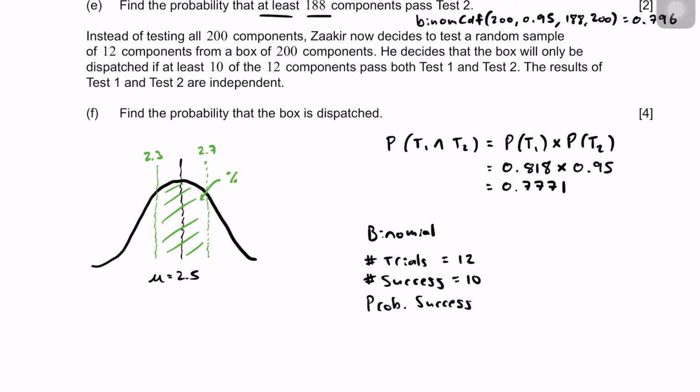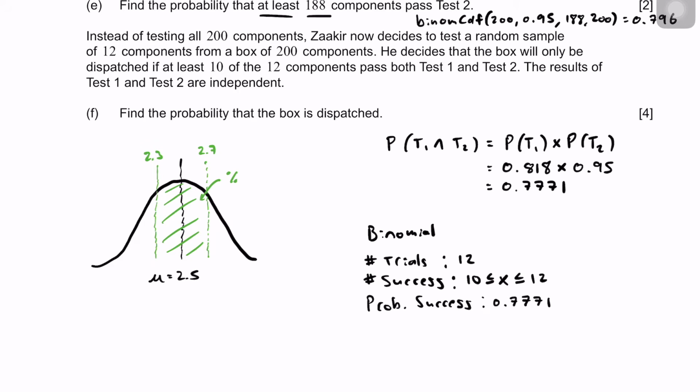Let's call the number of successes x. X is greater than or equal to 10 and less than or equal to 12. And the probability of success is equal to 0.7771. I'm actually going to use colons just for good form. All right.